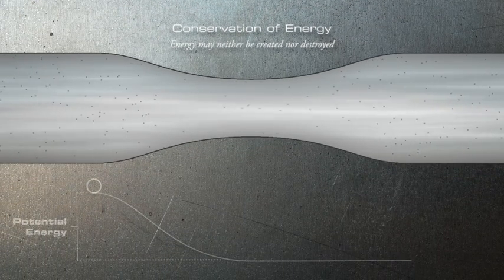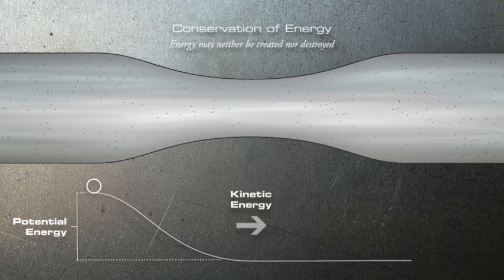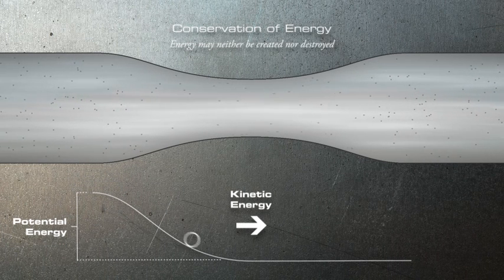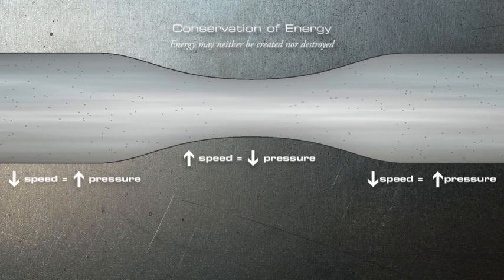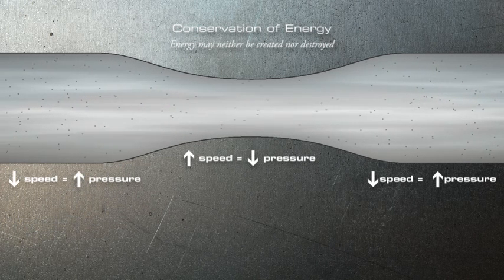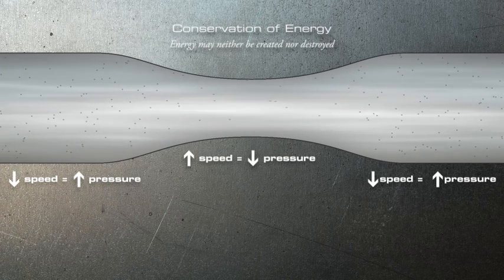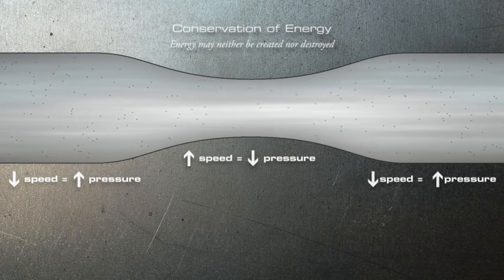In this example, as the ball rolls down the hill, the loss of potential energy is converted into kinetic energy, illustrating the law of conservation of energy. So more speed and kinetic energy means less pressure, and more pressure means less speed and kinetic energy.